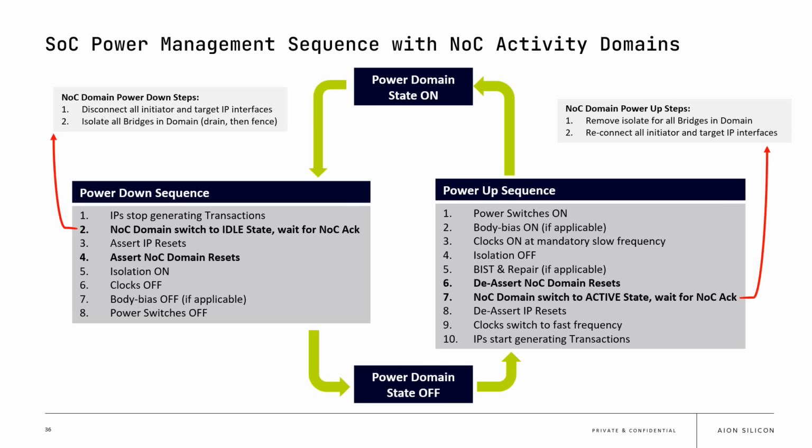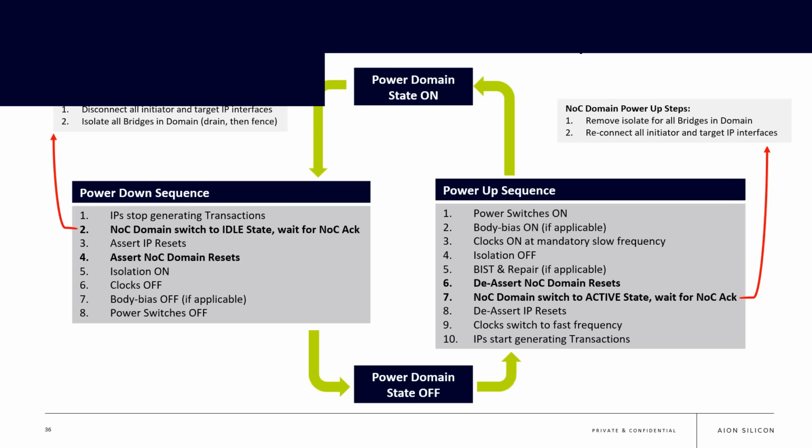On the other direction, going from power domain off to on, you're doing the opposite with the power up sequence. So similarly, the NoC reset is deasserted first, and then the IP interfaces are reconnected, and then the rest of the power up sequence carries on until step 10, where IPs can then start generating new transactions.